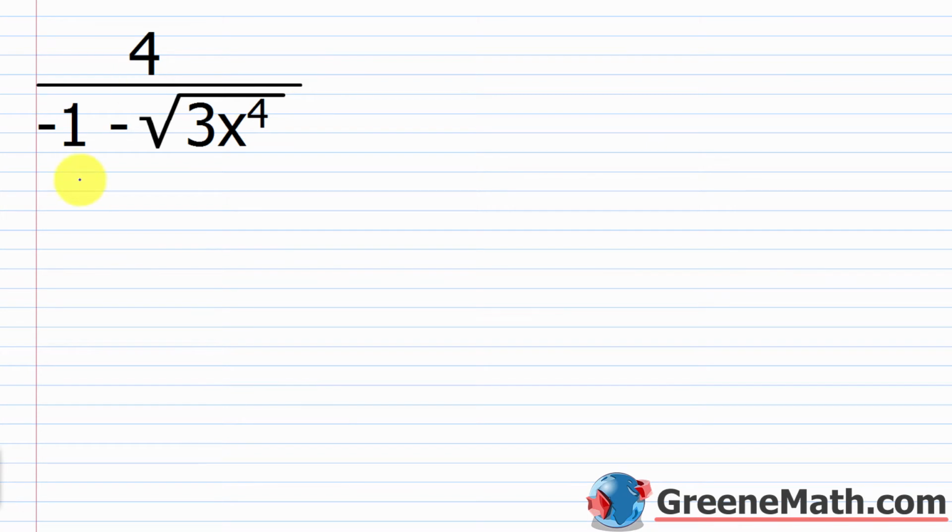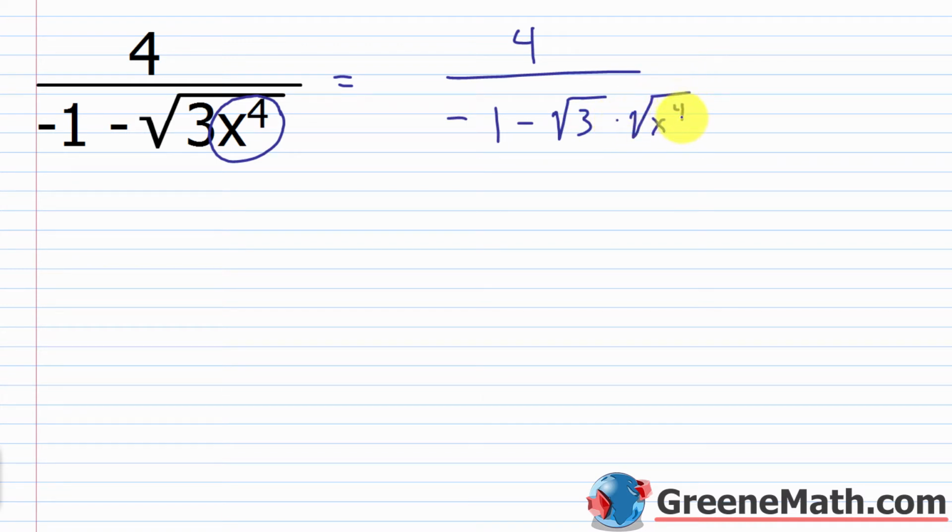So we have 4 over -1 minus the square root of 3x to the 4th power. Now, if you notice something that you can simplify, like you have x to the 4th power under a square root symbol, go ahead and simplify that first. So let's say this is 4 over -1 minus, let's write this as the square root of 3 times the square root of x to the 4th power.